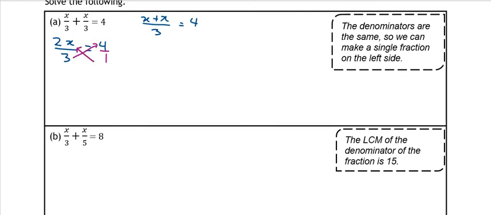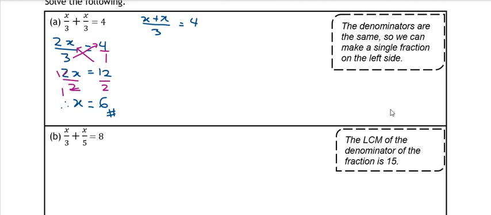On the left side, 1 times 2x, you will have 2x. And on the right side, the 3 is moved and multiplied with 4, so it will become 12. So 2x equals 12. This already can be solved. 12 divided by 2 is 6, so x equals 6 for this equation.